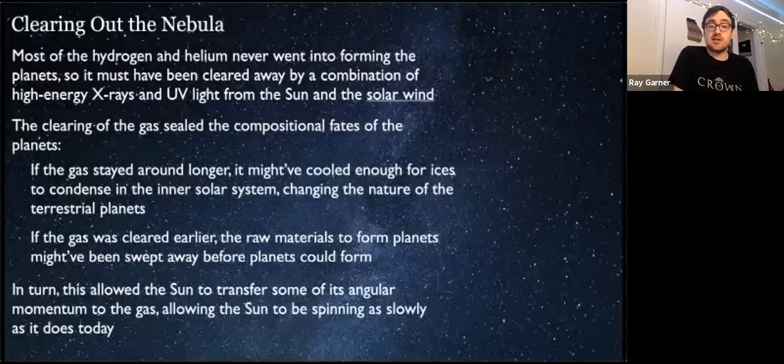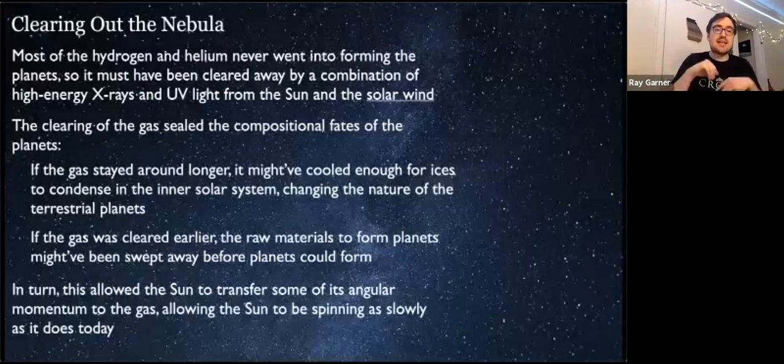If the gas was cleared earlier, then there goes all the raw materials that we need in order to form the planets. The terrestrial planets might have been smaller. They might not be spherical. They might be too small to be spherical. The gas giants wouldn't be as giant. So at least for our solar system, it seems that it was cleared out at the right time for life to eventually evolve here on Earth.